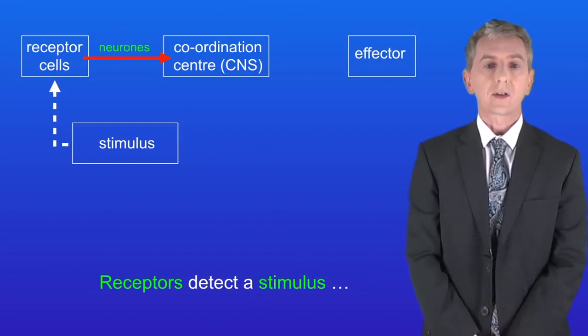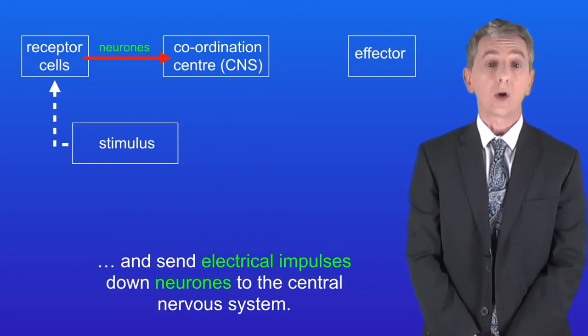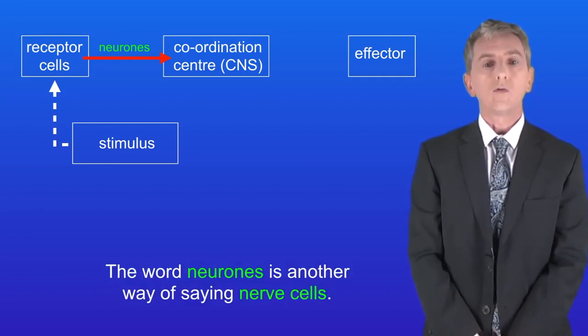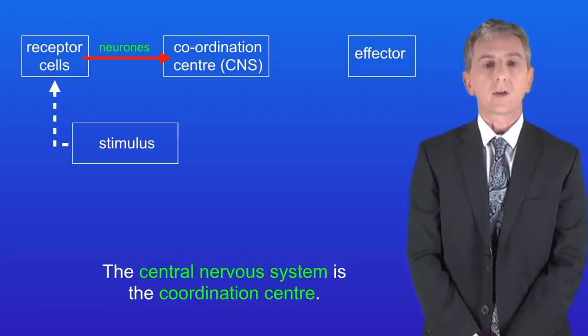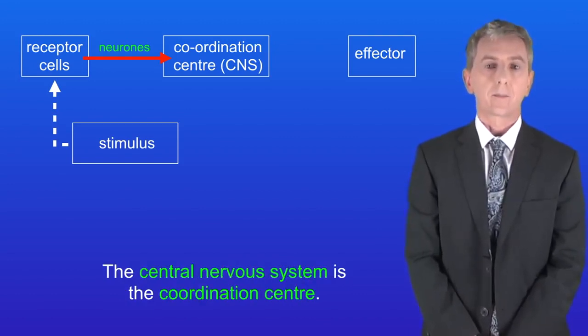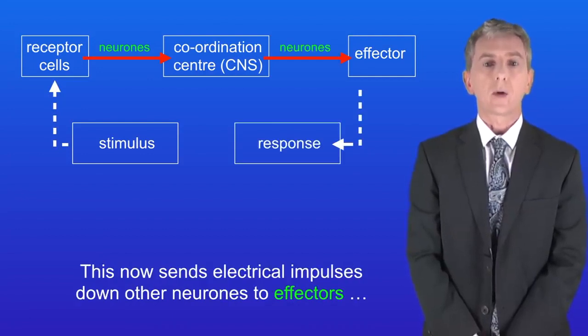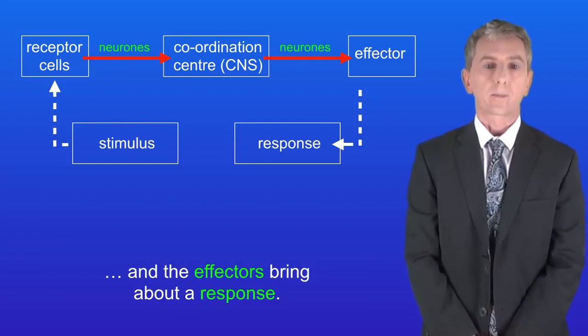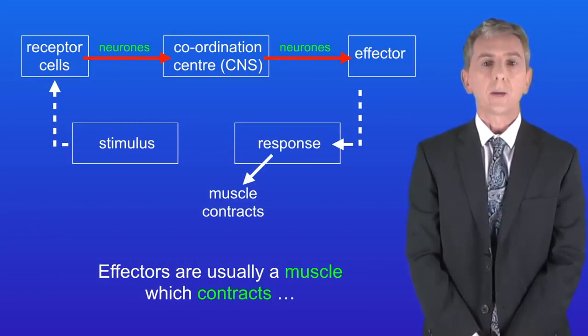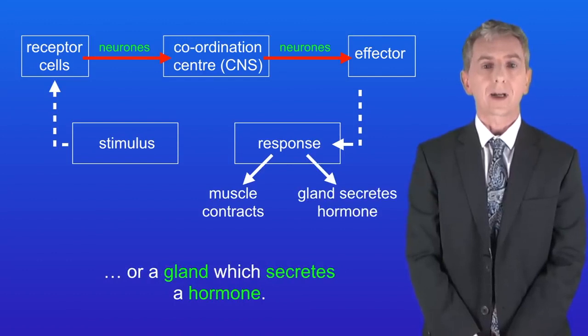So going back to our previous diagram, receptors detect a stimulus and send electrical impulses down neurons to the central nervous system. The word neurons is another way of saying nerve cells. The central nervous system is the coordination center. This now sends electrical impulses down other neurons to effectors, and the effectors bring about a response. Effectors are usually a muscle which contracts, or a gland which secretes a hormone.